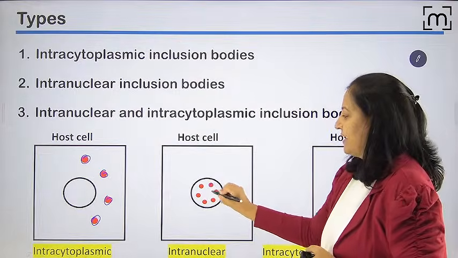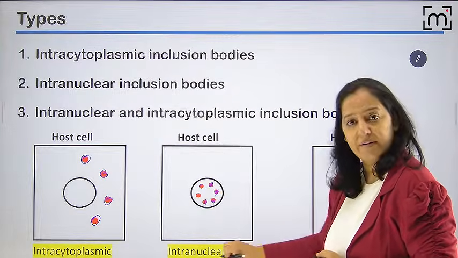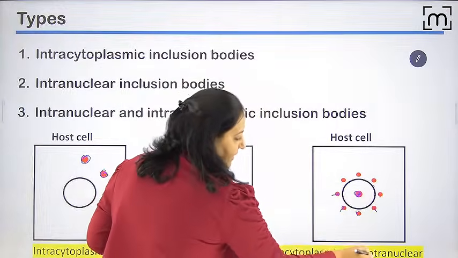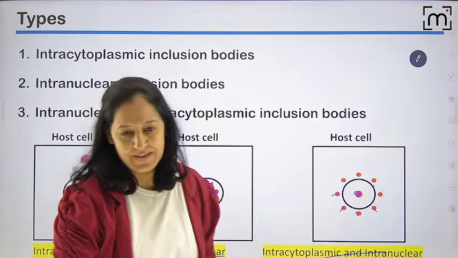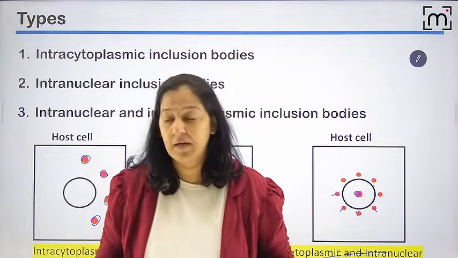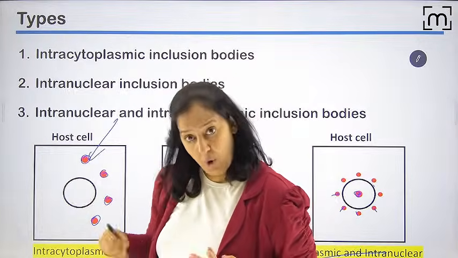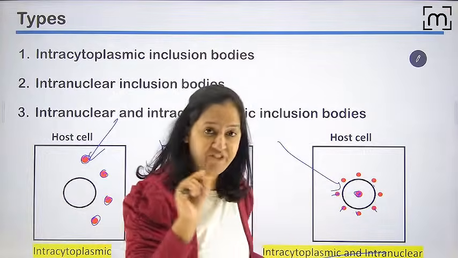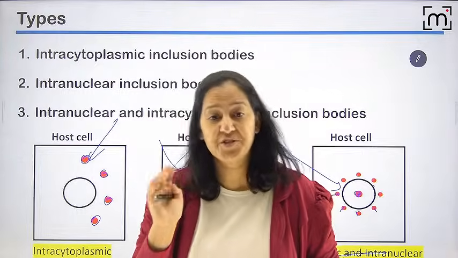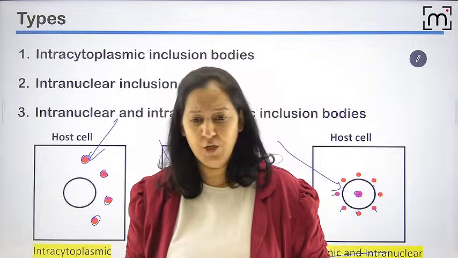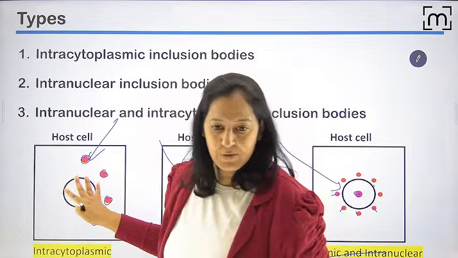It can be inside the nucleus, so it is intranuclear, or it can be both. It can be in the nucleus as well as in the cytoplasm. So there are 3 types of inclusion body based on their location: intracytoplasmic, intranuclear, or both. The fragments of the virus can be anywhere. Inside the human cell, they can be in the cytoplasm, in the nucleus, or in both. Now, nobody is going to ask you this.